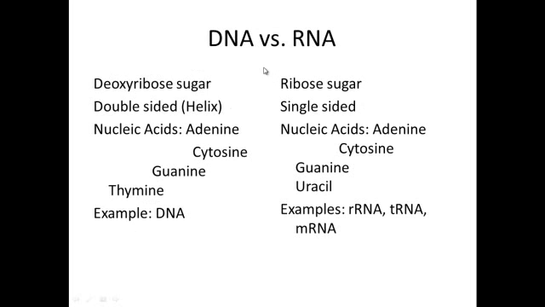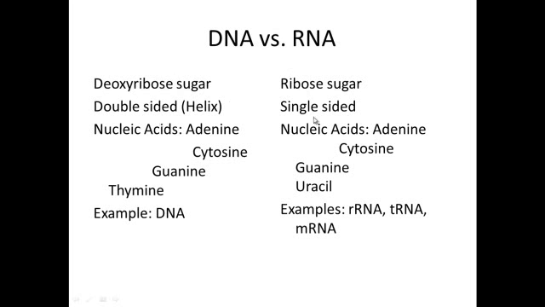DNA and RNA are the 2 most common. So let's look at their structure first, and then we'll talk about ATP. DNA has the sugar deoxyribose. RNA has the sugar ribose. DNA is a double helix, and it's 2-sided. It's like a twisted ladder, and you've got 2 sides to your ladder.